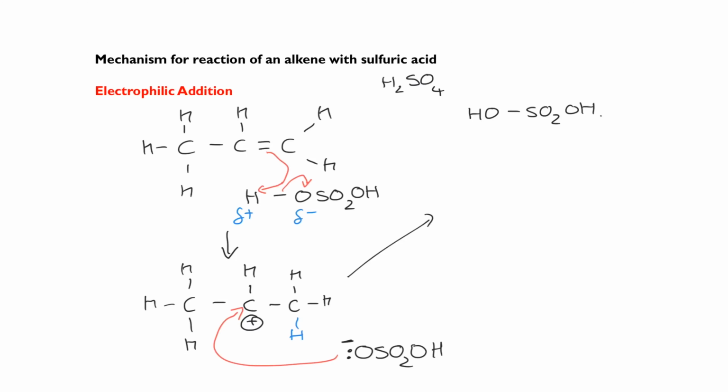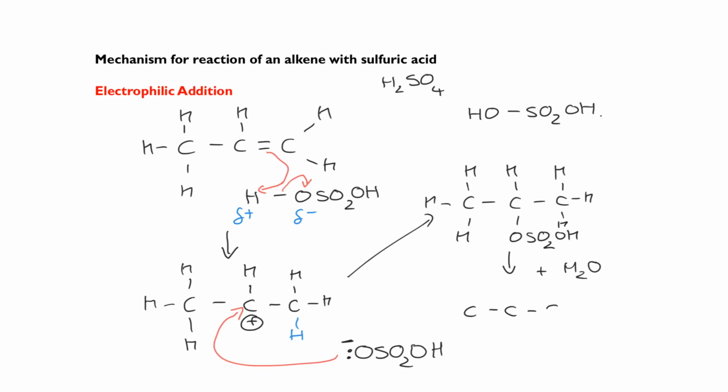I don't know why I've drawn it out like this. And our product is this alkyl hydrogen sulfate, which again doesn't have very much use on its own, but if you add water to this, a hydrolysis reaction will take place, which will replace the O-SO2OH with an alcohol, so you would form propan-2-ol as the major product.